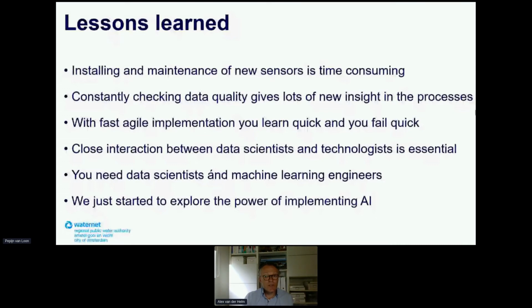So we have a real close interaction. It is necessary between the data scientists and the technologists, and for a project like this, you really need not only data scientists, but also machine learning engineers. The machine learning engineer is the person who can make sure that the model runs continuously, that it fits within the architecture of your utility, that if it fails to send some data, it automatically starts again, that you can do automated tests on it. That's not really the work of a data scientist, but it's essential if you want to implement an AI solution.